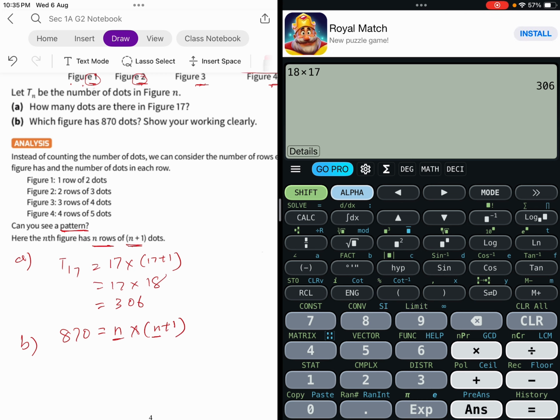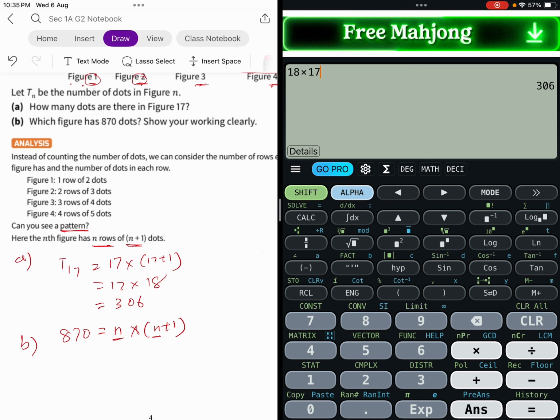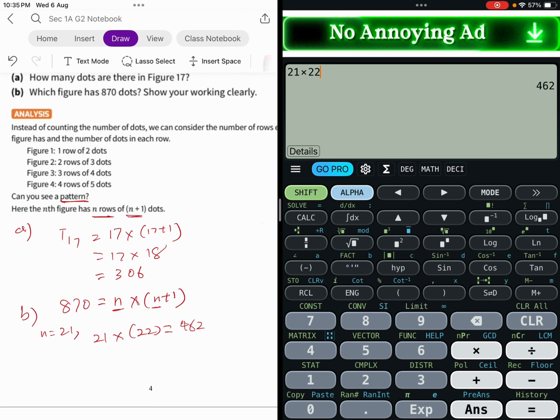So if n equals 17 gives 306, 870 will be a lot higher. So let us try maybe 21. When n is 21, we will get 21 times 22, which is 462. So we need to double the number. So let's try n equals, let's say, 39. So 39 times 40, 1560. So it's over.